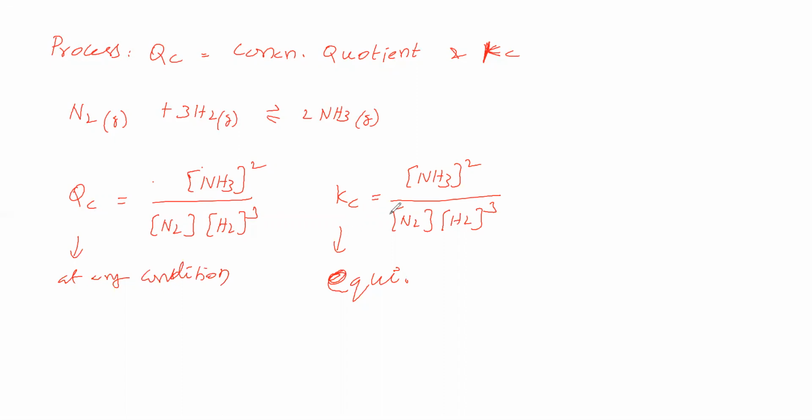Okay, so we got the QC expression and the Kc expression. Now for the given process, at one condition, suppose QC is equal to Kc. Another possibility, QC is less than Kc. Another possibility, QC is greater than Kc. QC equal to Kc means the system is at equilibrium. That is the meaning.